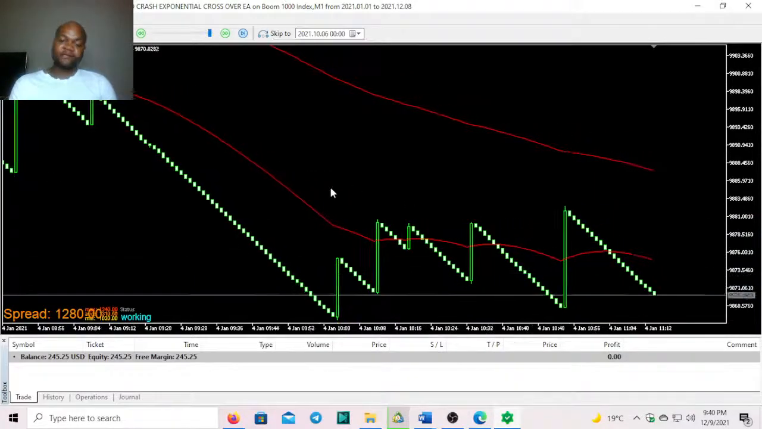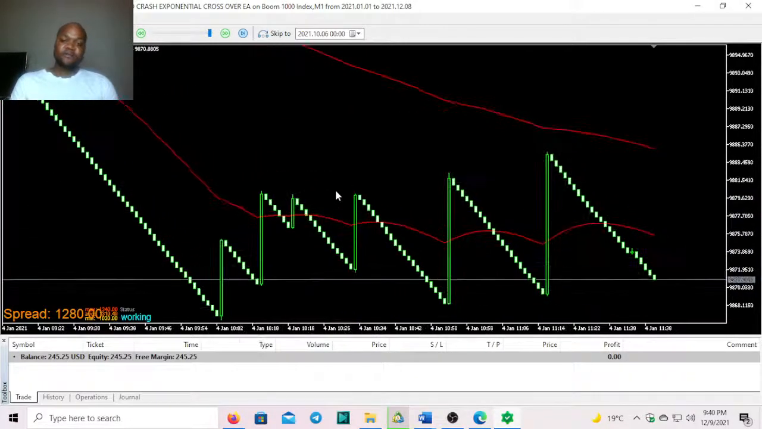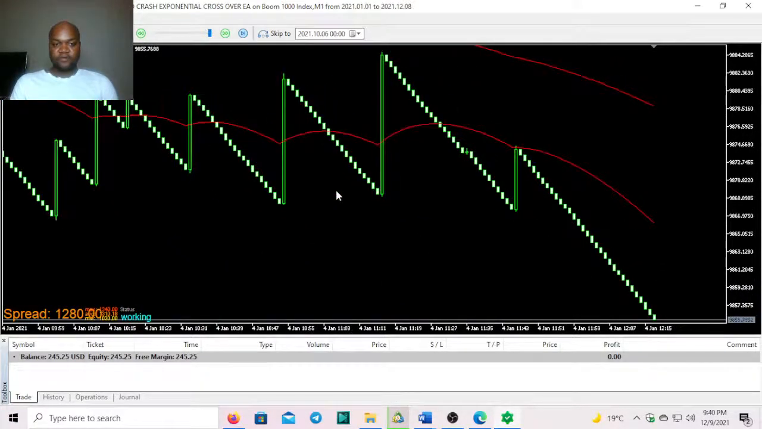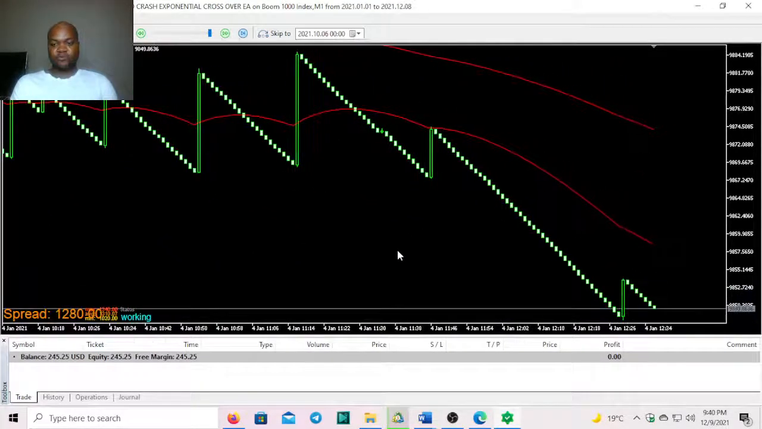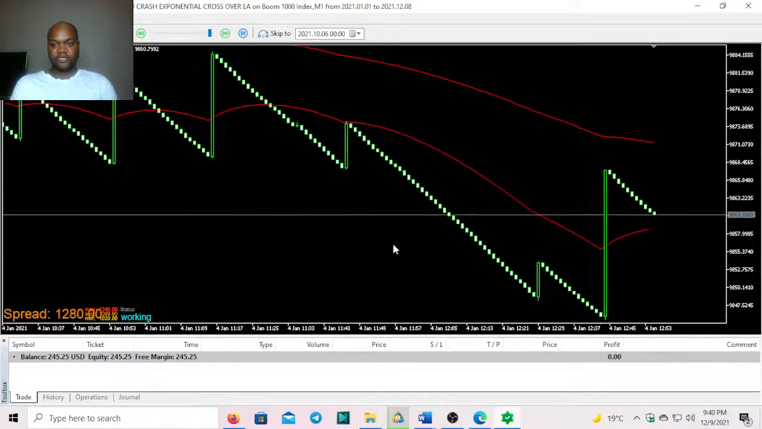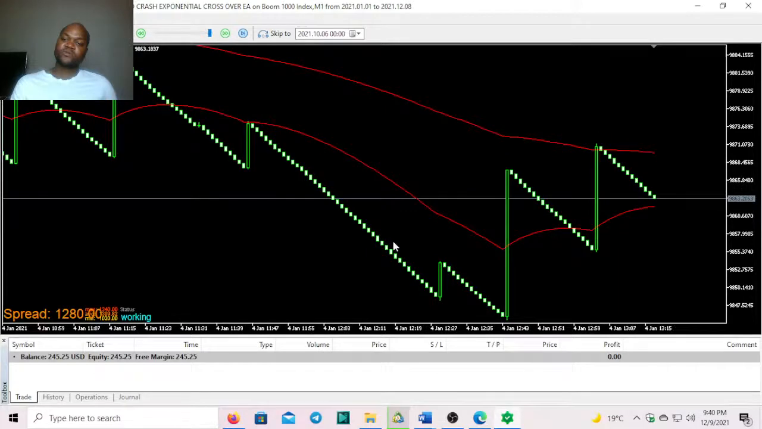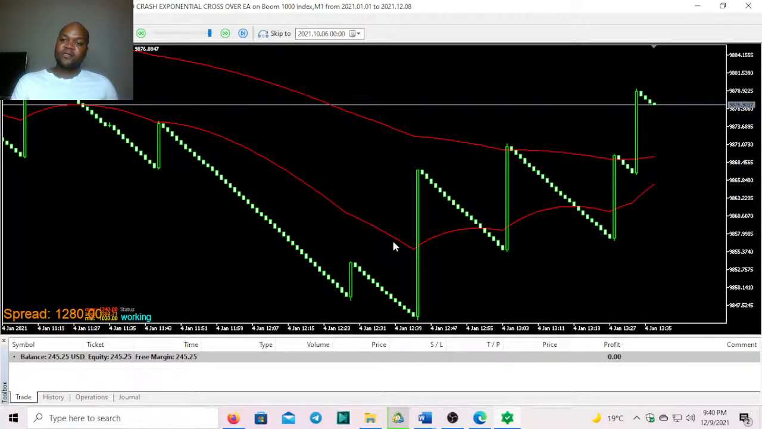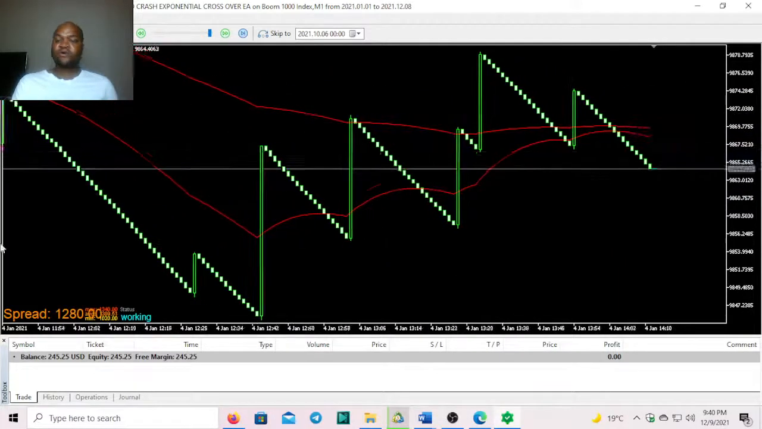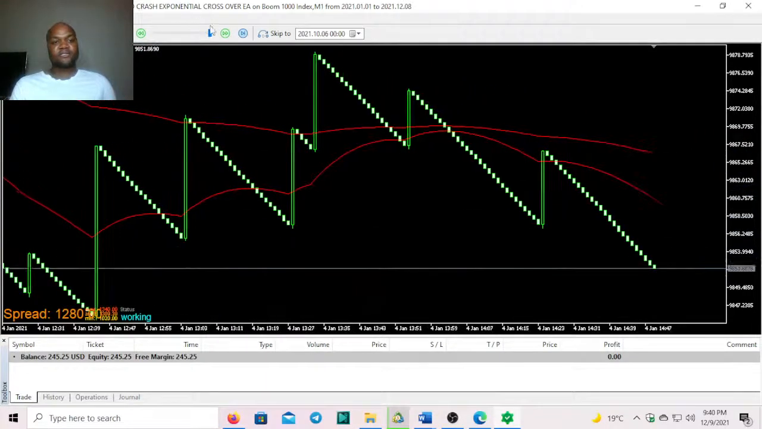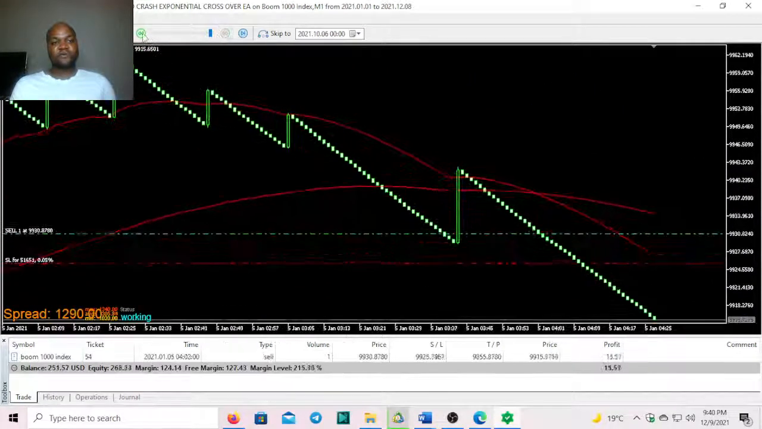So you can play around with the parameters so that it actually suits your desire. That's the good part again. You can actually play around with the parameters so that you can adjust it. You can even put a higher or a lower lot size. Okay, let's see. Let me try to speed it up a little bit.